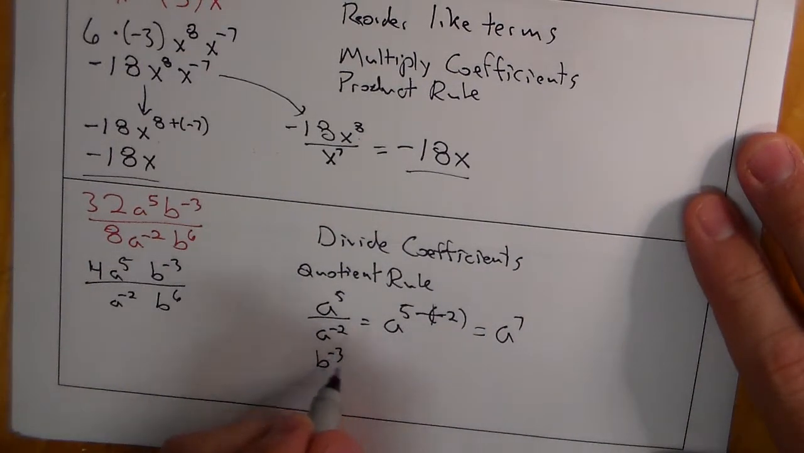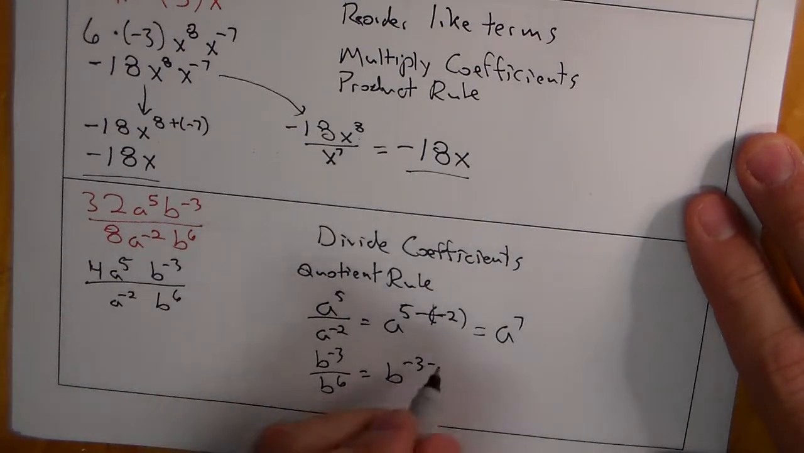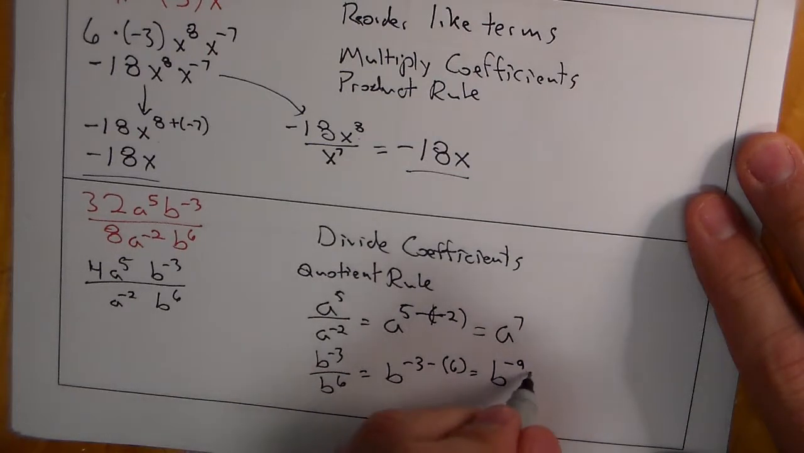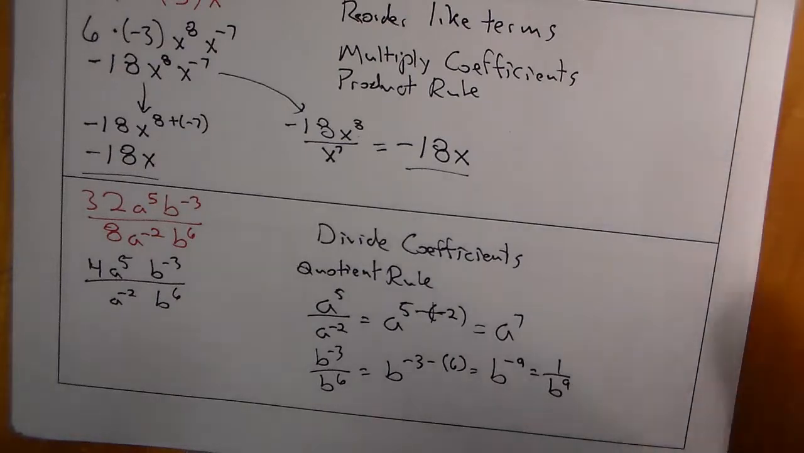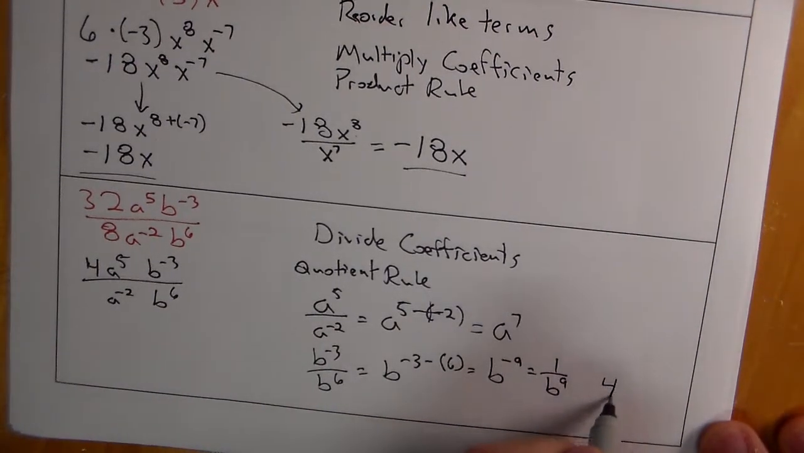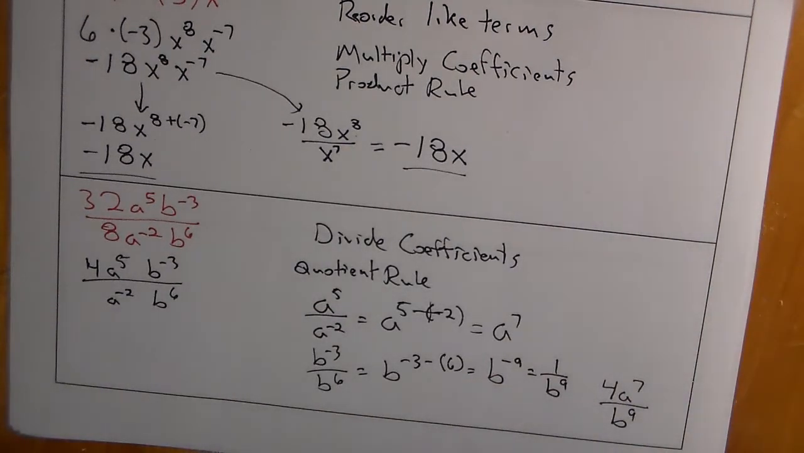If I did b to the negative 3 over b to the 6th, that would be b to the negative 3 minus a positive 6, which becomes b to the negative 9th, which needs to be a b to the 9th on the bottom. If we did that, we could put that back together along with the 4 and get a 4a to the 7th over b to the 9th as an answer. And if you're comfortable with the quotient rule, that's the way you'd get to the solution.